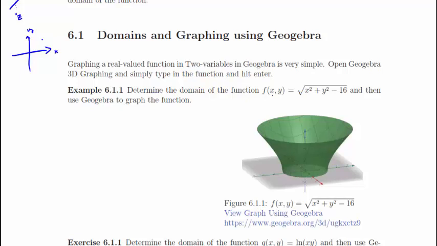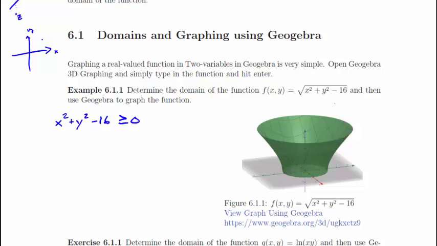Determine the domain of the function f of x comma y equals the square root of x squared plus y squared minus 16, and then use GeoGebra to graph the function. For this function, because of the square root, we need the inside of the square root, the radicand here, to be greater than or equal to 0.